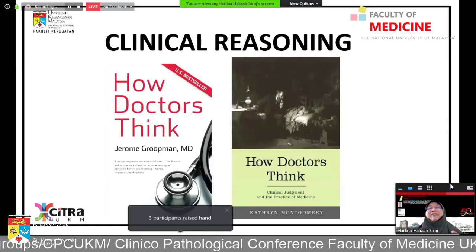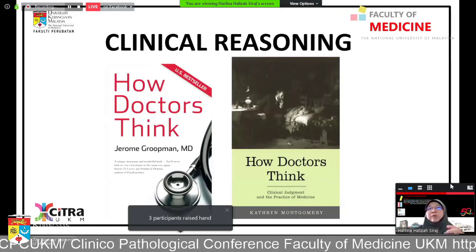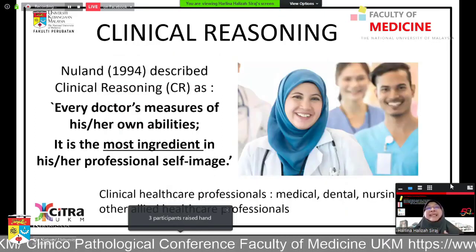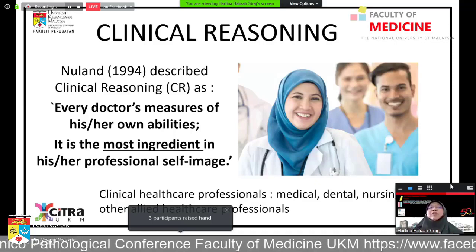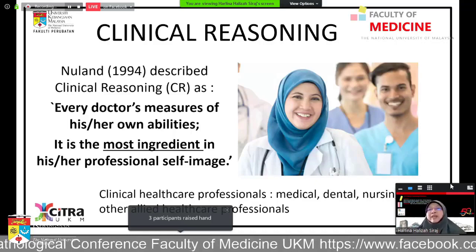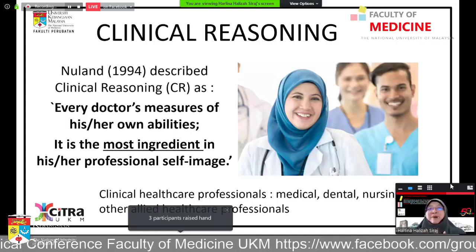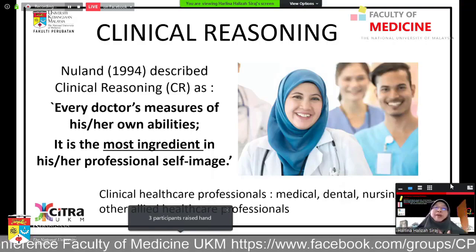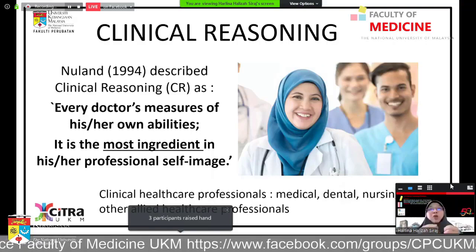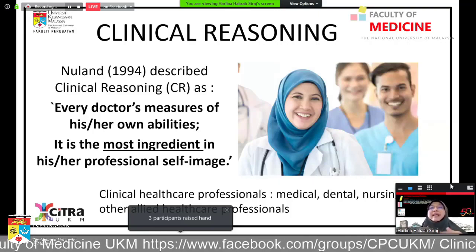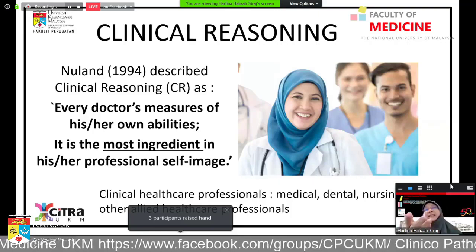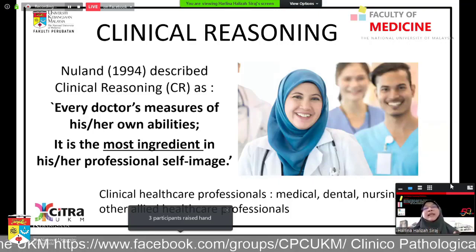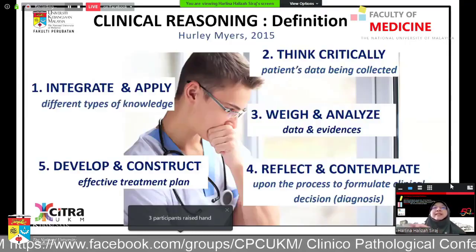So I would recommend this book if you have any interest to know more about clinical reasoning. But basically, clinical reasoning is definitely the most important ingredient in our professional self-image. That's the reason why your patients come to see you every time, because of your clinical reasoning ability. And this encompasses all, as I said, medical, dental, nursing, and other allied healthcare professionals.